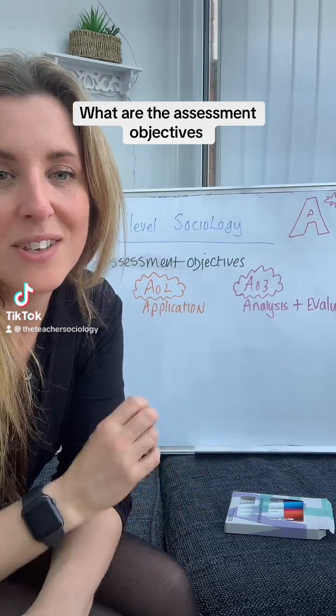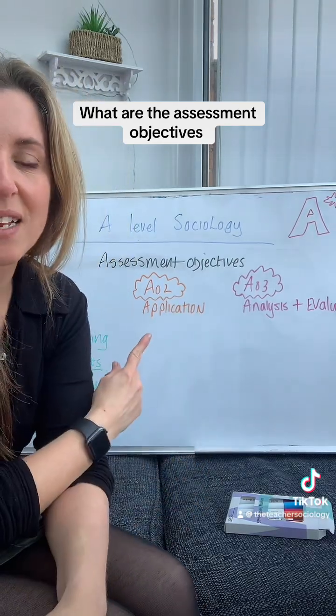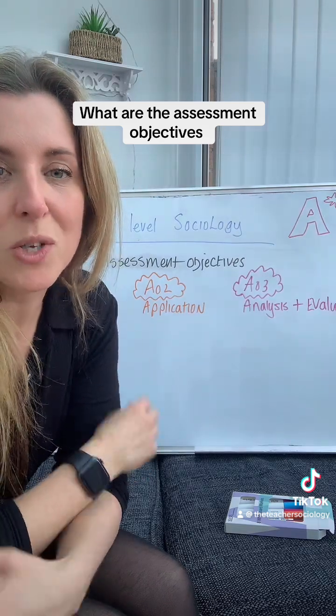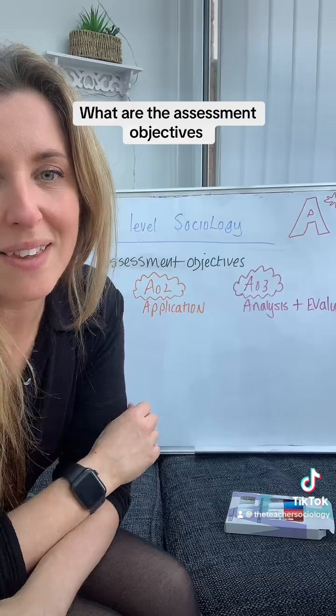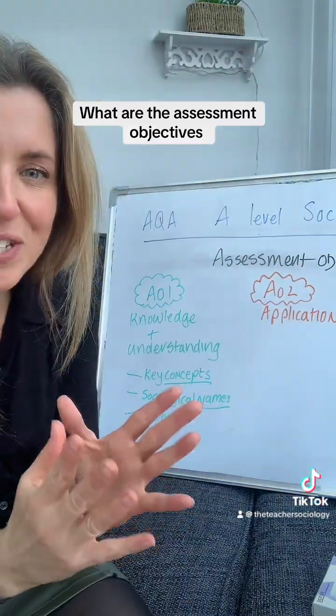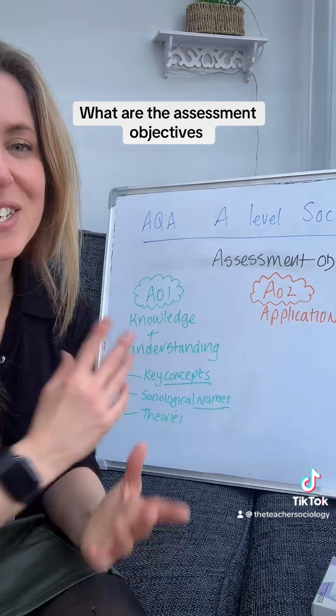So how are you assessed in sociology exams? They are through things called the assessment objectives. I'm going to explain what they are and what you need to do to hit them. So firstly, you have got your AO1. This is your knowledge and understanding.